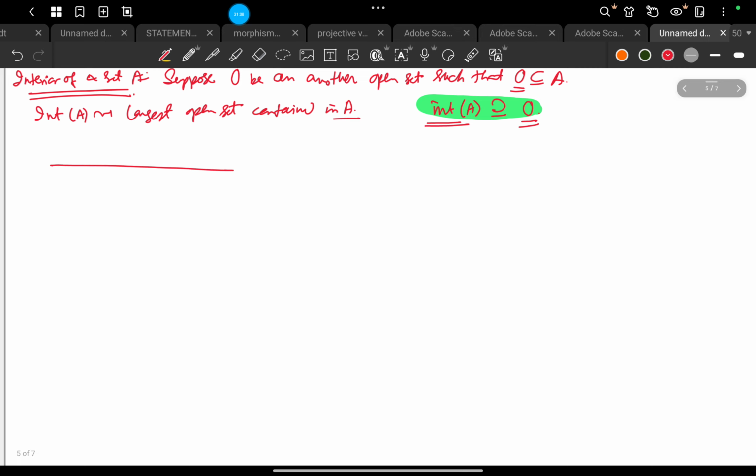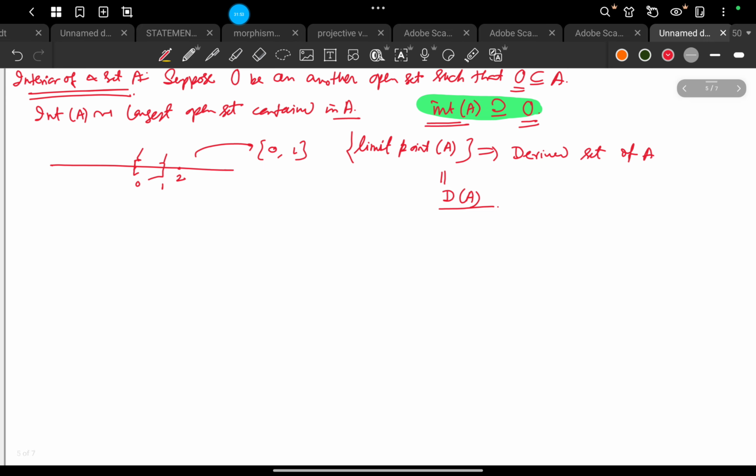Now suppose you have, let's say, the interval 0 to 1 and the singleton 2. What are the limit points of this set? You see that only 0 and 1 are the elements which can satisfy the property of being limit points. So the set of limit points is 0 and 1. This collection of all the limit points is defined to be the derived set of A, and it is denoted as dA.